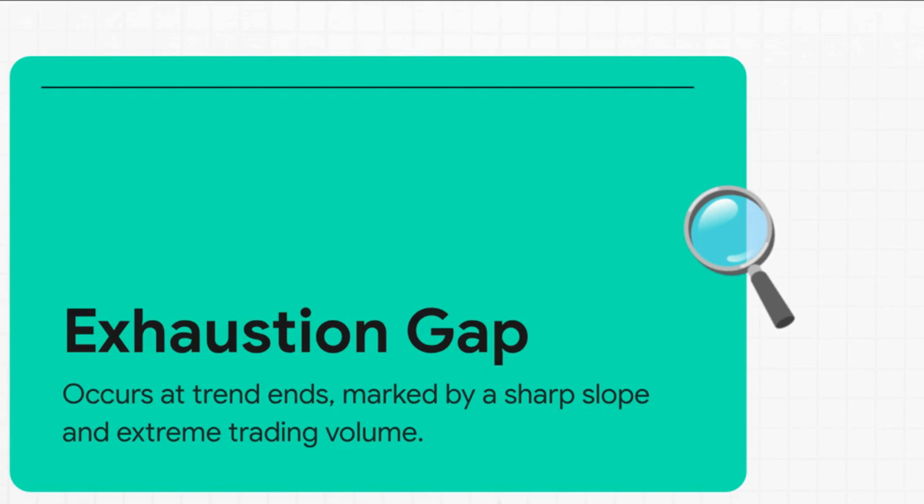The slope is crazy sharp, everybody and their mother is piling in, and suddenly, boom, a massive gap appears with absolutely extreme volume. That's an exhaustion gap. It looks like incredible strength, but it's actually the final gasp of a dying trend. The smart money is bailing out, and you should be getting ready for a reversal.